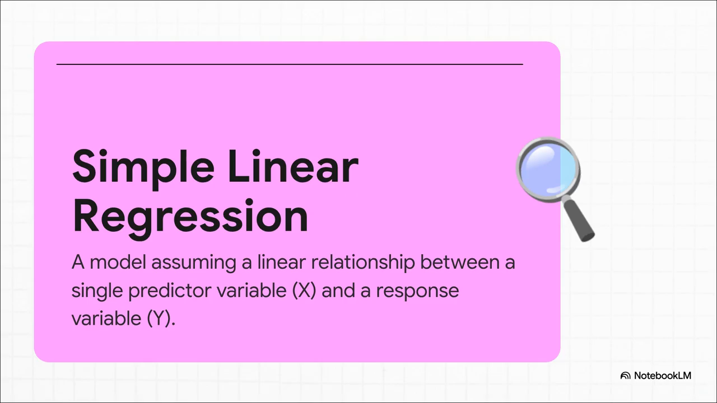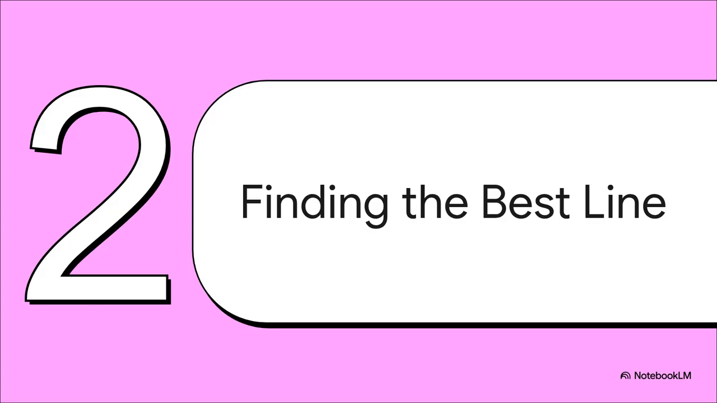And here's the official name for what we're doing: simple linear regression. Now, the key word here is simple, and that's because we're starting out with just one predictor, our TV ad spending, to try and predict one response, which is sales. The whole goal is to draw a single straight line through all our data that best shows that relationship. So that leads us to the first really big question. If you've just got a chart with a bunch of data points scattered all over it, how in the world do you find that single perfect line?